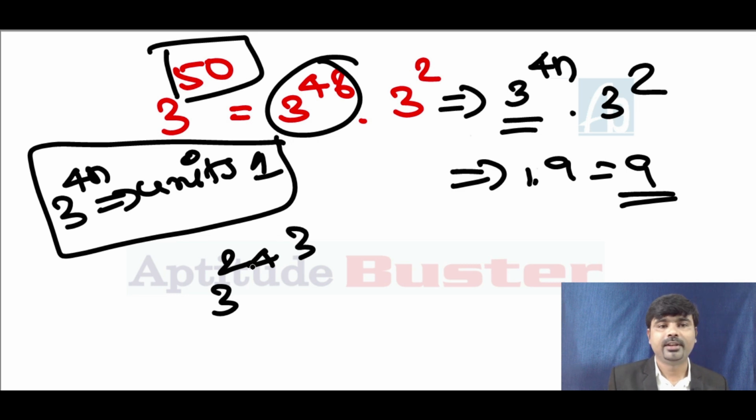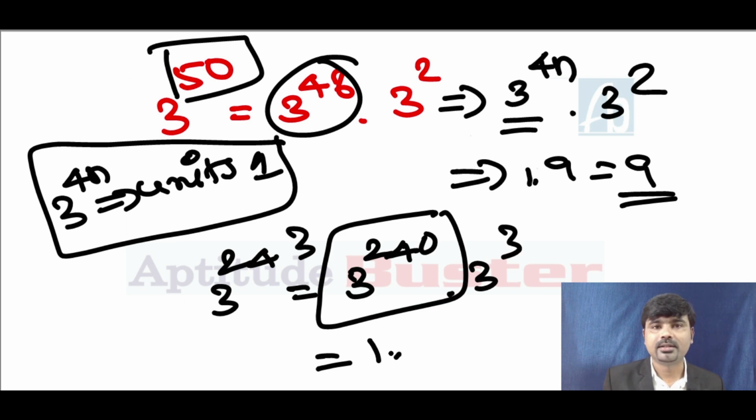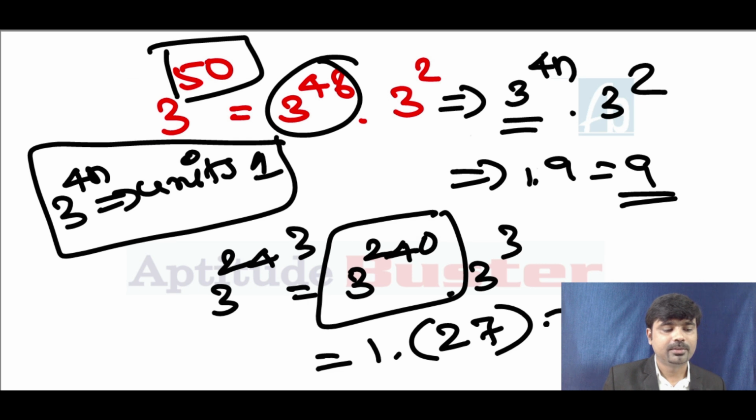For example, 3 power 243 can be written as 3 power 240, which is a multiple of 4, into 3 power 3. The reason is 3 power 4n gives 1. 3 power 3 is 27, so the unit space will be 1 into 7. The unit space will be 7.